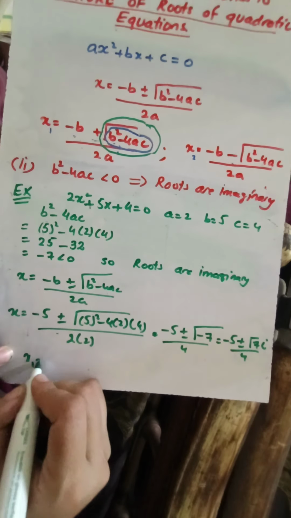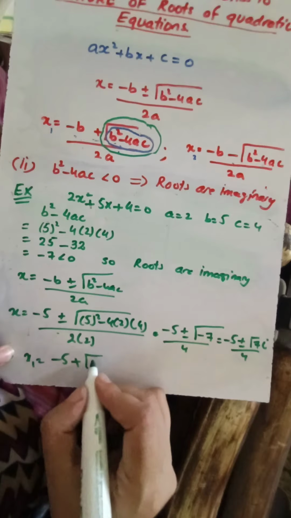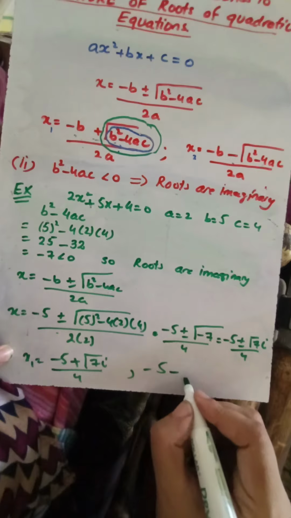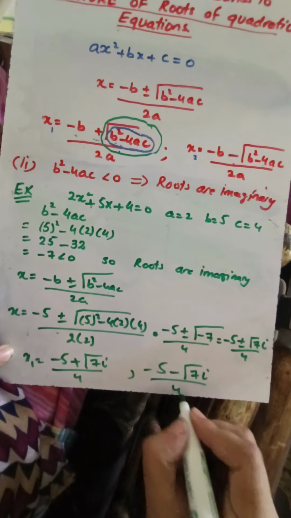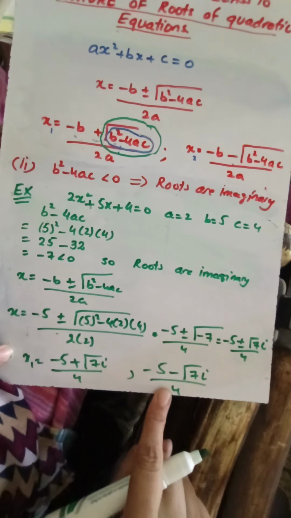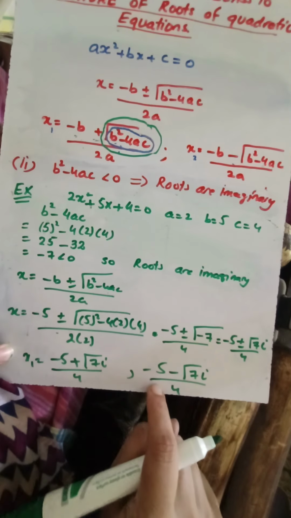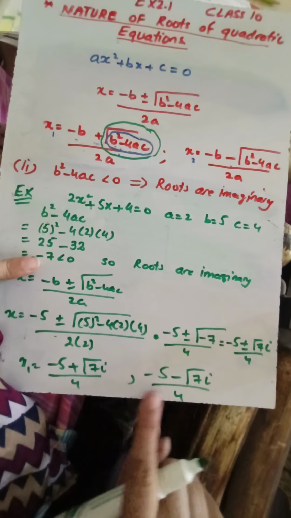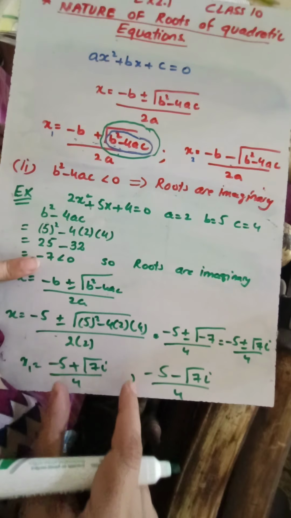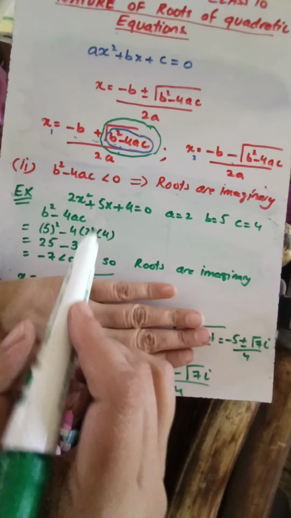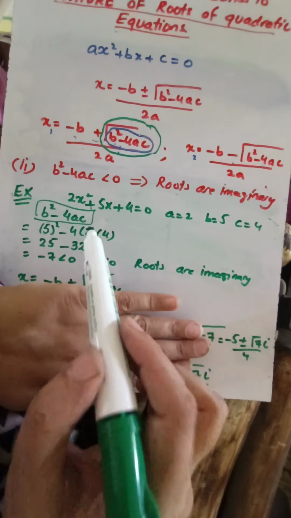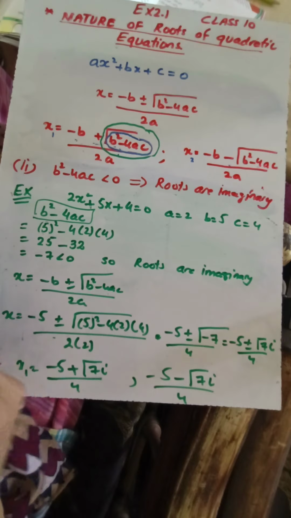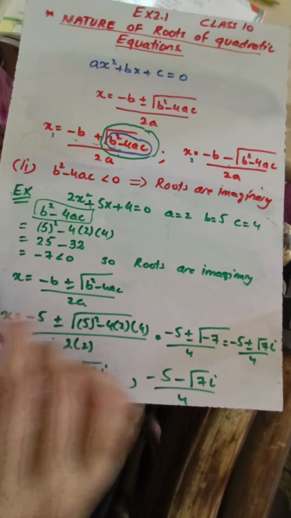The first one is negative 5 plus under root 7 iota over 4, and the second one is negative 5 minus under root 7 iota over 4. So as you may see, we got two complex numbers. This is a complex number and this is also a complex number. So it means that if I want to find whether the roots are complex or real, we don't need to calculate all these. We just need to calculate this discriminant. If it comes out to be less than 0, then the roots are going to be complex numbers. So if they are asking for the nature of roots only, then you don't need to go for these details.